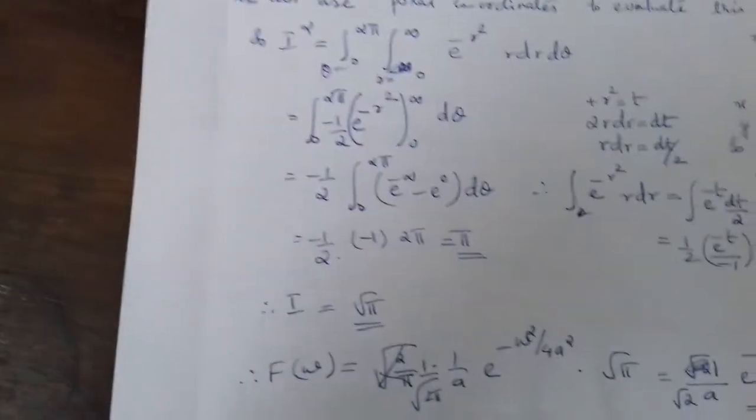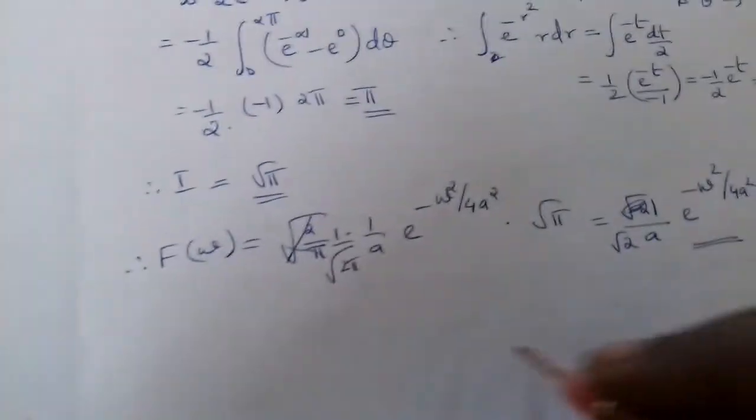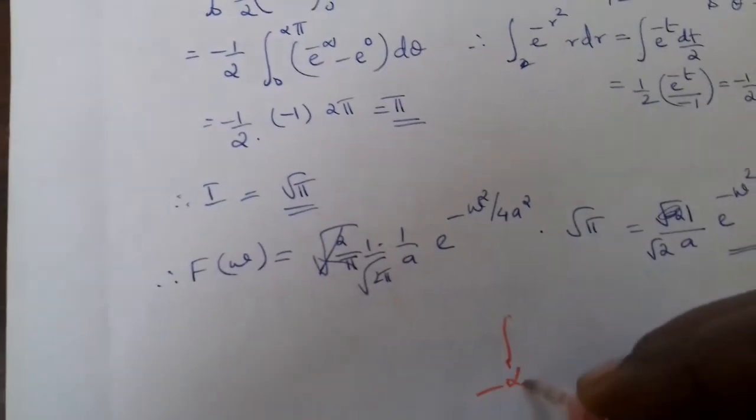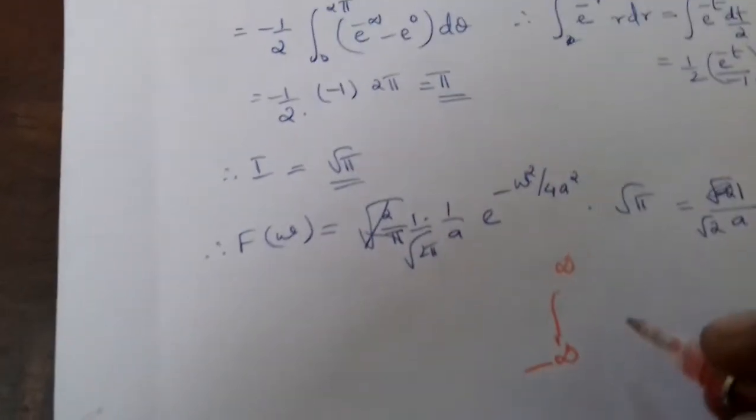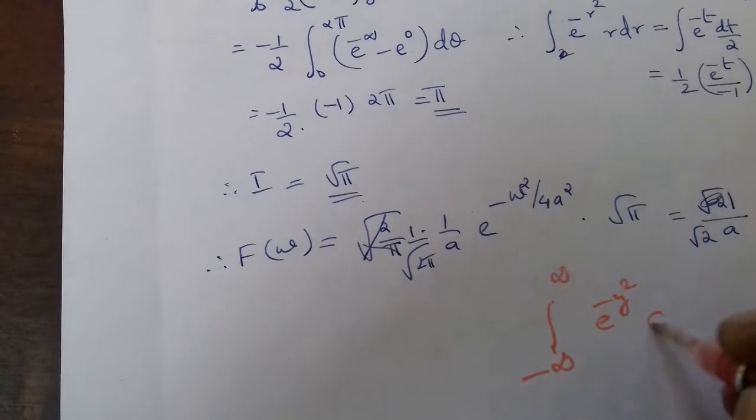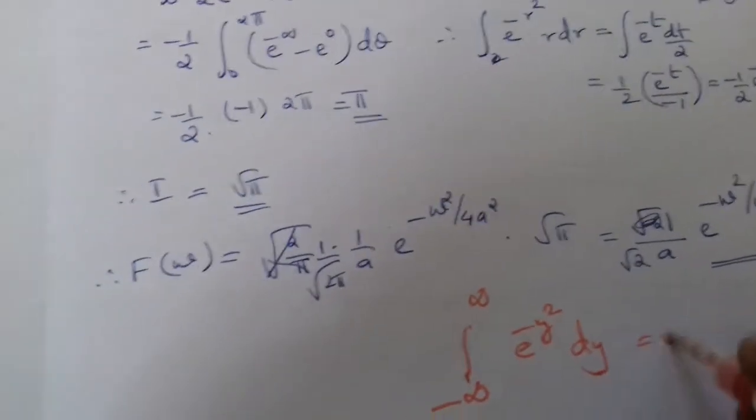So that has to be learned as a formula: the integral from minus infinity to infinity of e raised to minus x square dx is root pi.